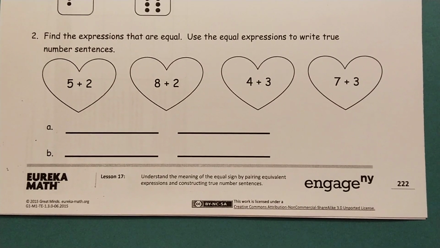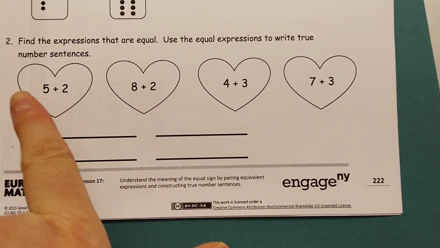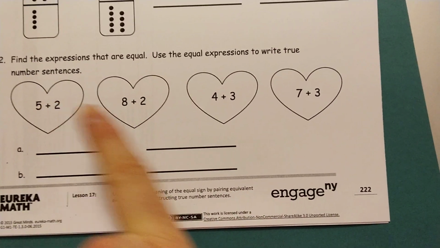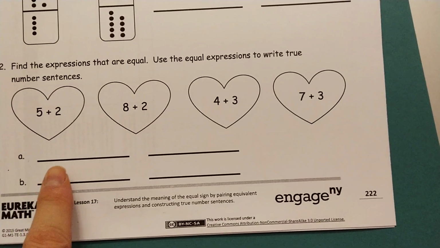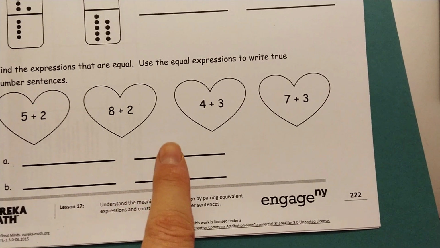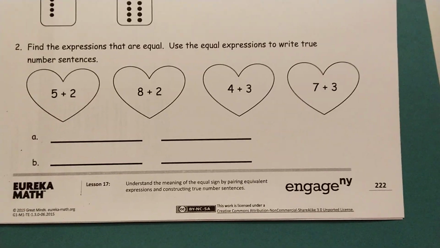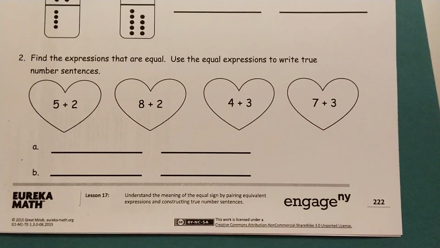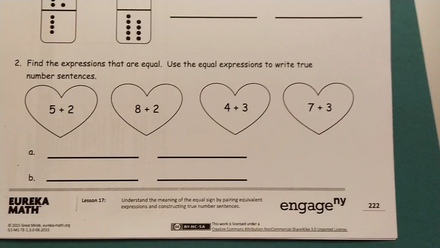Finally, you're going to find two expressions that are equivalent. So I see 5 and 2, and I know that that expression is equal to the expression 4 plus 3. So over here I'm going to write 5 plus 2. I'm going to put an equal sign here, and I'm going to write the other expression 4 plus 3 to show that 5 plus 2 and 4 plus 3 are equivalent expressions.